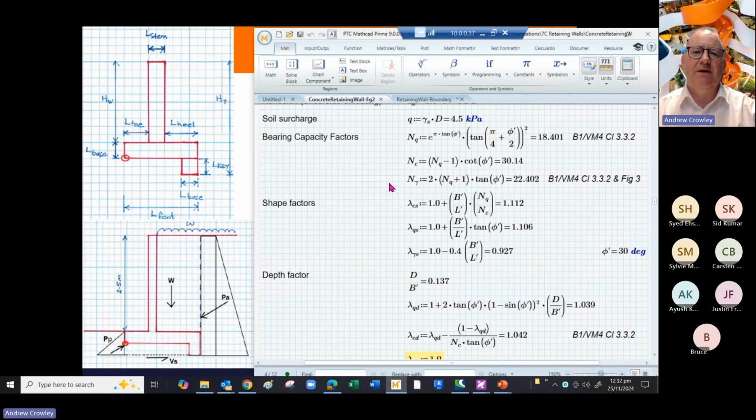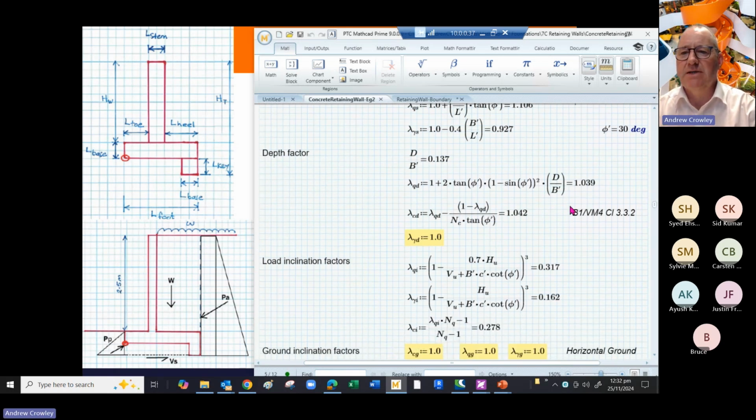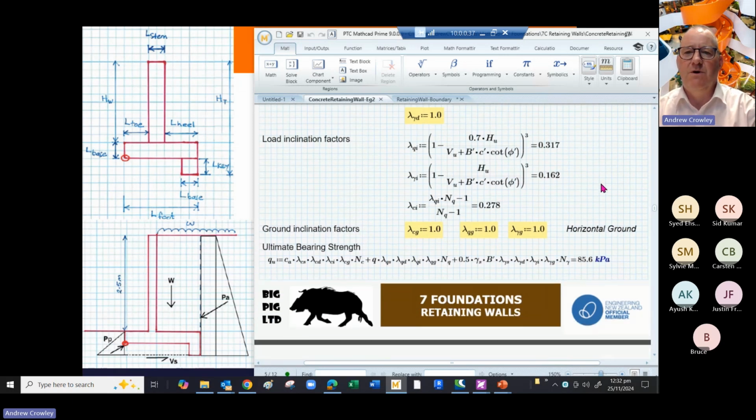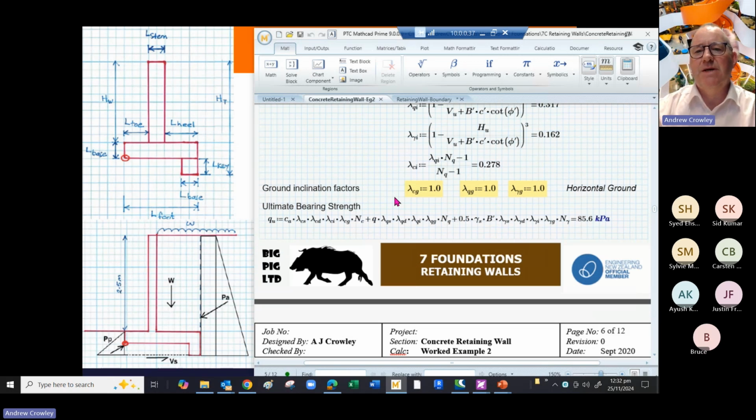So in our case, the bearing capacity factors Nq, Nc, and N gamma work out as 18.4, 30.1, and 22.4. B1/VM4 also provides figures for our shape factors and our depth factors. Those work out as slightly above 1. And the load inclination factors are also given in B1/VM4, and they work out as 0.3, 0.1, and 0.278.